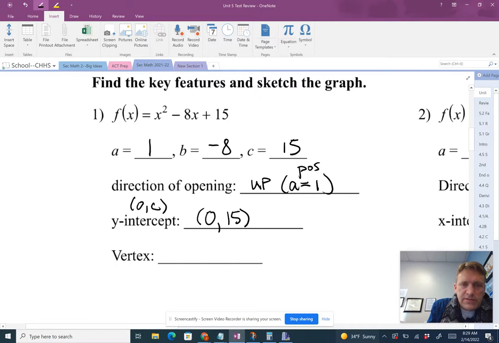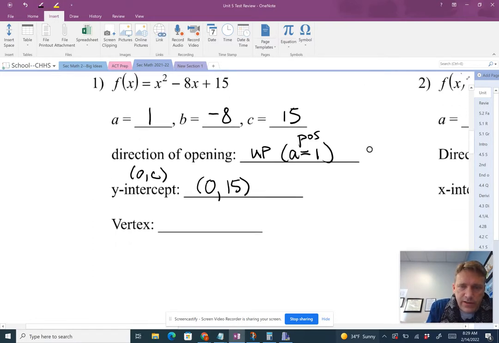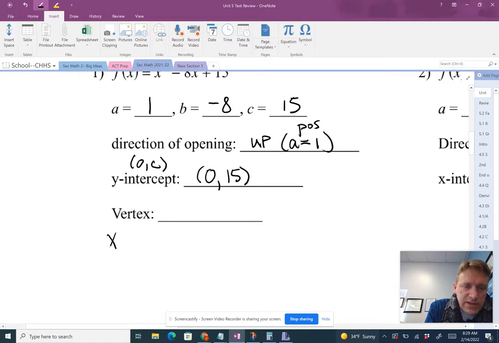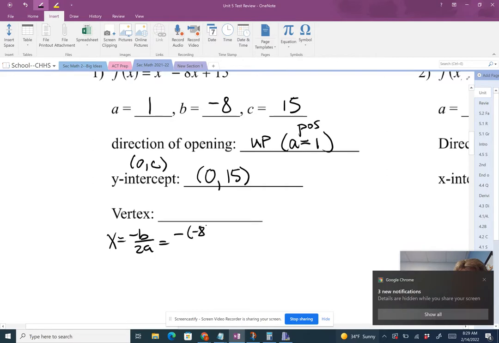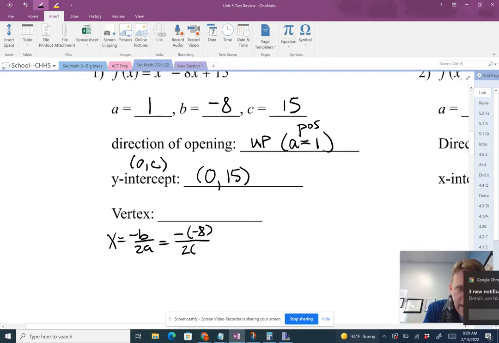And the vertex, we can calculate. It's a little bit harder to find than the y-intercept. It's x equals negative b over 2a. In this case, negative b is the negative of negative 8, which makes it positive 8, over 2a, and a is 1. So we have 8 divided by 2, which is 4. So the x-coordinate of our vertex is 4.